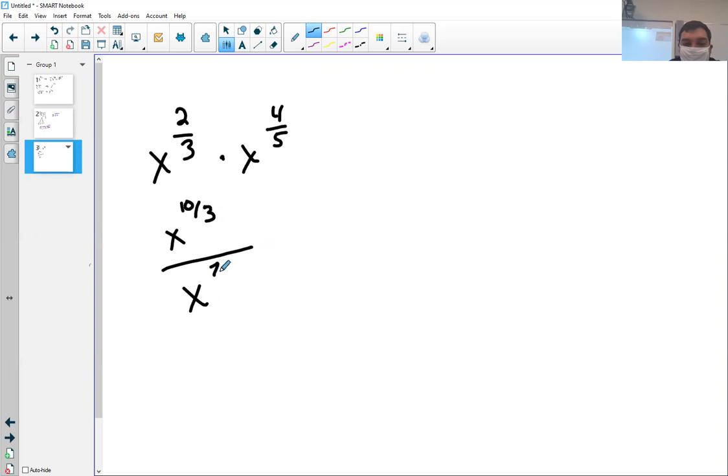Is that a separate problem? There's going to be a second problem, and I'll just put my third problem. That's to remind you of all the steps. 2/3 to the power of 5/4. Okay. These are 3 separate problems.